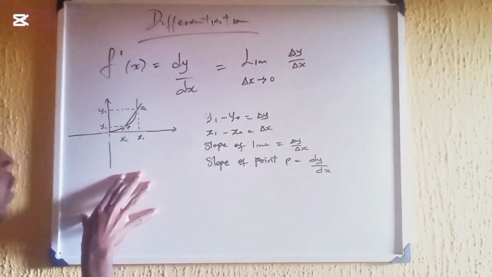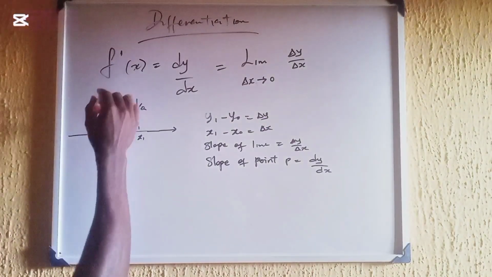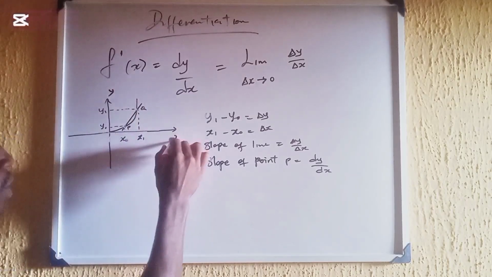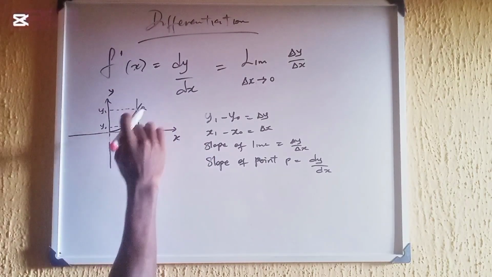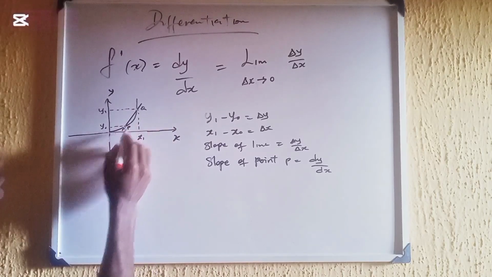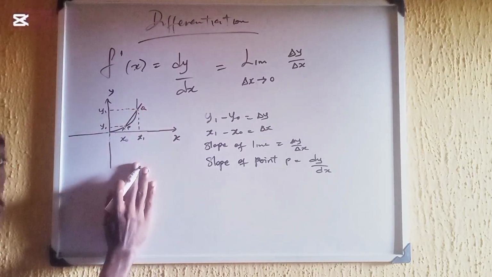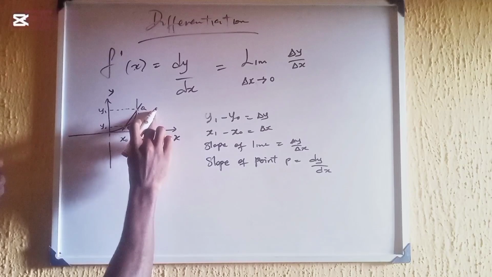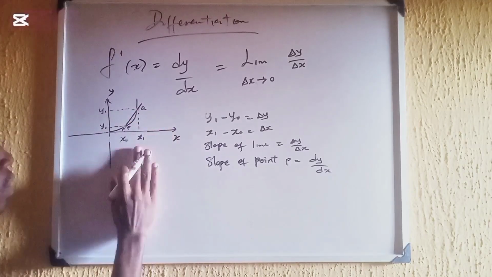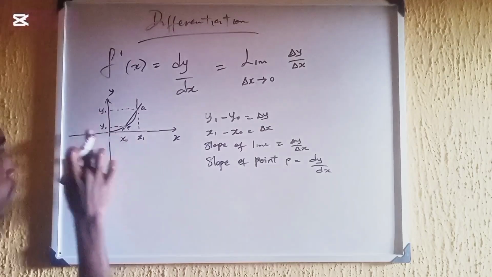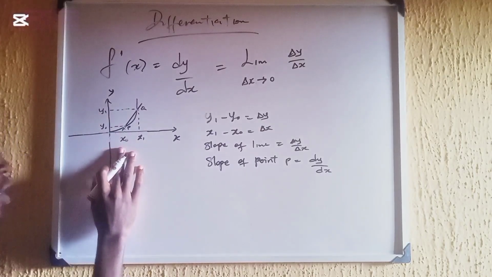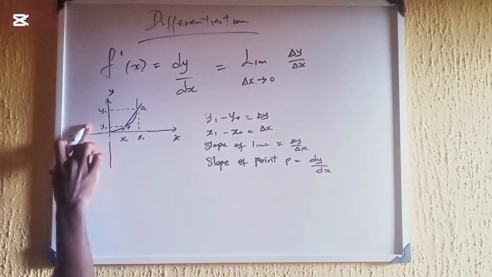Now, here we have a graph. On this axis, we have the y. Then we have the x-axis here. We have a curve. Then we have a point P on the curve. We have another point Q on the curve. Then I connected both points using a straight line. Here I have x1 for point Q and it corresponds to y1. X0 for point P and it corresponds to y0.